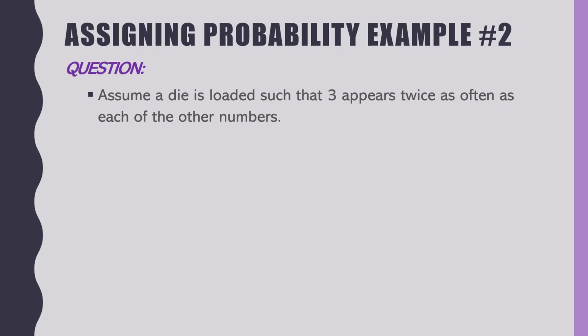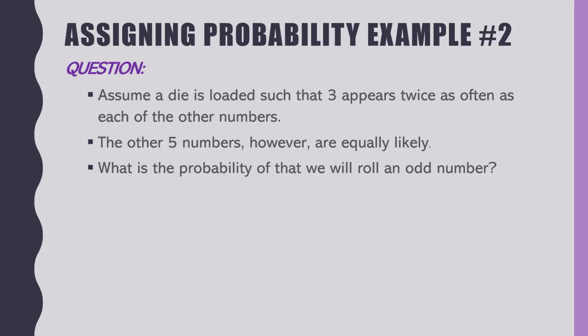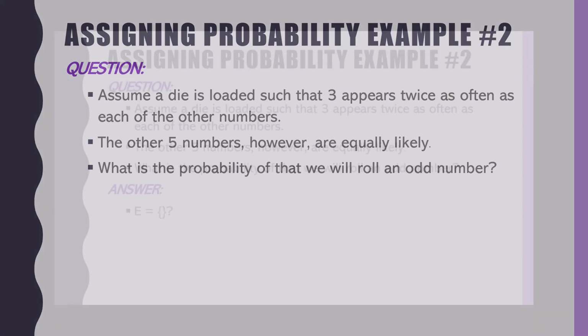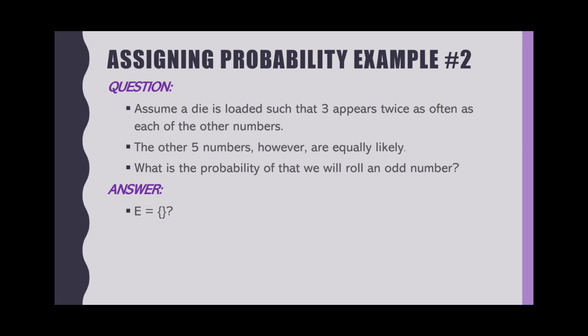All right. So the other 5 numbers are equally likely, right? The 1, 2, 4, 5, and 6. The probability of any of those is the same as each other, but the 3 will appear twice as often as the other ones. So what's the probability that we'll roll an odd number? That's the question. It's a regular die as far as it has 6 sides, but that 3 is going to come up twice as often as a 1 or a 2 or a 4 or a 5 or a 6. What's the probability that we'll roll an odd number? That's the question. So let's first look at what our event set is.